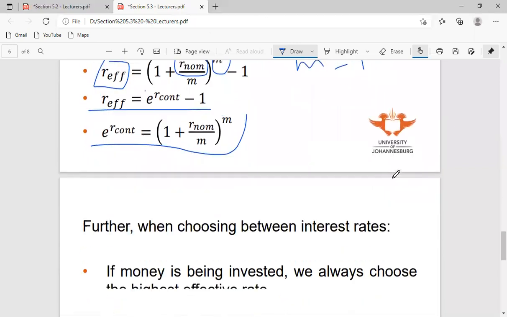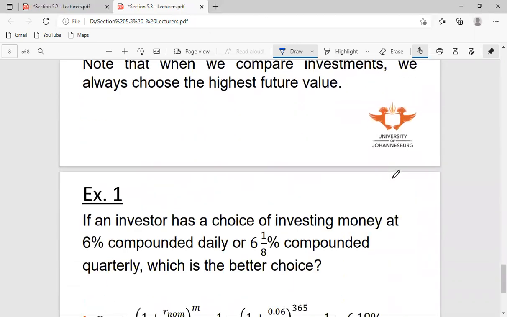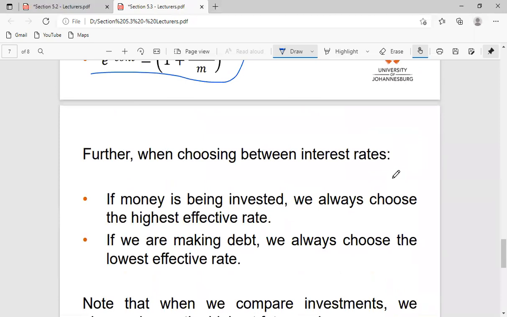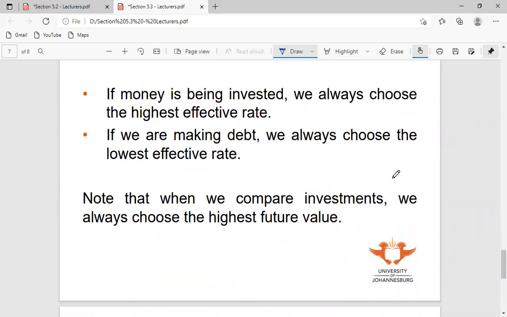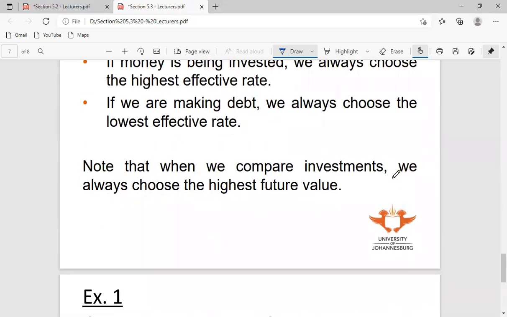So this is just to take note that if money is being invested, we always choose the highest effective rate. So which means the first thing to do is to convert all the interest rates to effective. Then you choose the highest effective if money is being invested. And if we are making a debt like a loan, then we choose the lowest effective rate. That just naturally makes sense. Now, note also that when we compare investments, we always choose the investments with the highest future value.